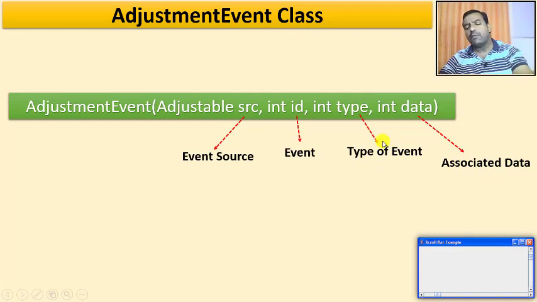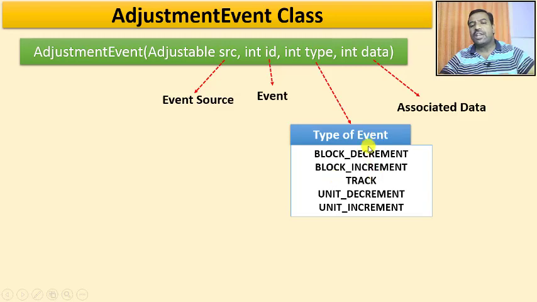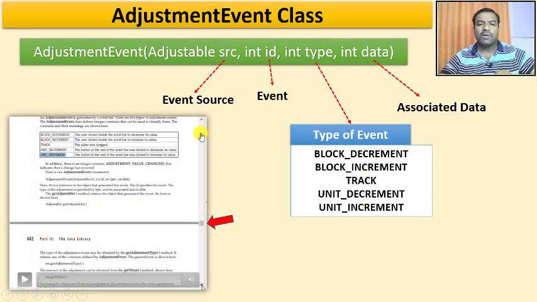Now to see what types of events we can have, these are the different types of events that can occur when I talk about adjustment event. We are going to have block decrement, block increment, track, unit decrement and unit increment. These are a few of the functions which can happen. Now just look at this. I have put a video over here to show you some operations on exactly how this scroll bar will be used.